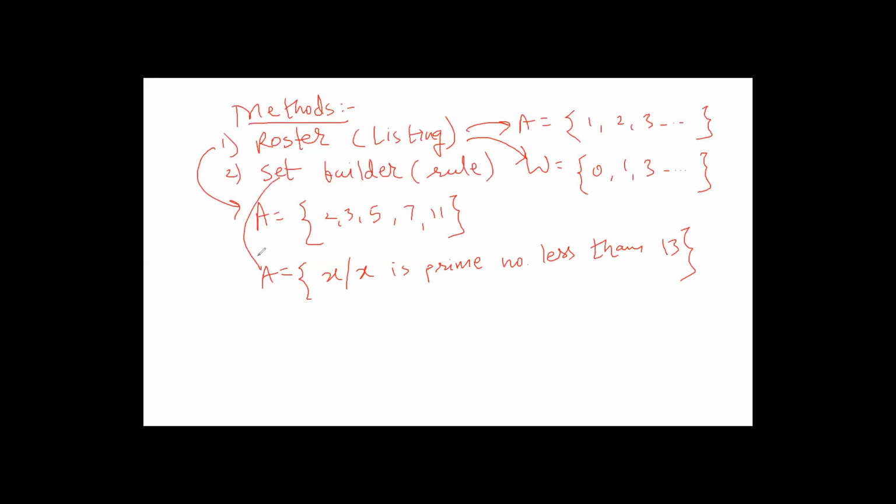Now, set builder form I have explained here. Whenever there is a list of numbers, it is called the roster method. And when there is a particular rule or some property specified, it is called set builder form. After considering examples in your practice set, all these points will become clear. So students, we are going to consider practice set 1.1, on page number 3 of your textbook.